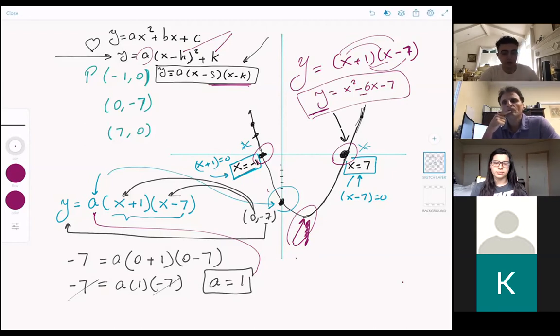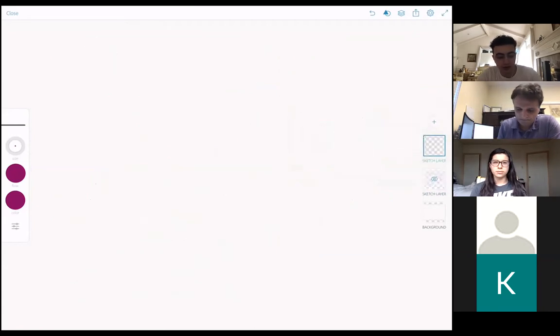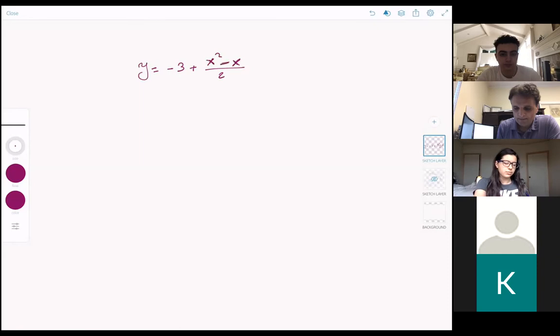The next question, you actually went over it in class, but I was still struggling with it. It says write the quadratic function in its standard, vertex and factored forms, and the question was y equals -3 plus (x squared minus x) over 2. Sure. So they ask us to make it a standard form, ax squared plus bx plus c, and the vertex form, correct?